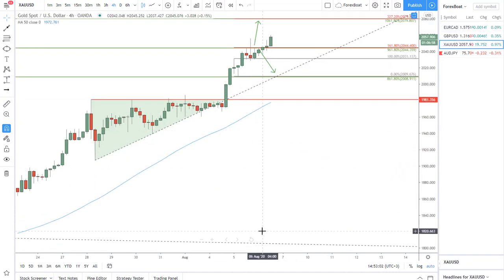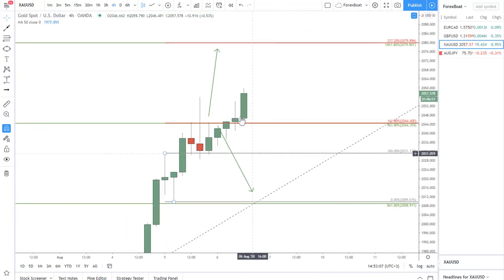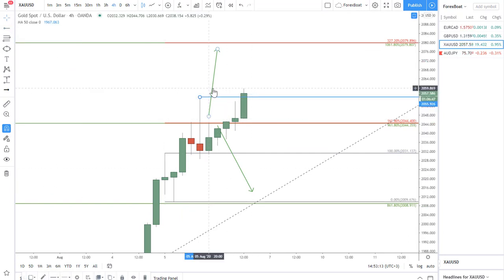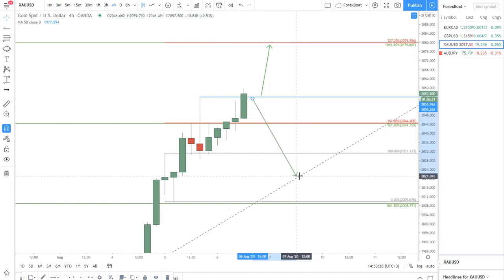Gold. On the gold, a similar picture. It will be important to see what happens on this candle, because now we have a resistance at this stage. If there is a closing price above, then price should be heading towards the $2,080 area. But if there is a closing price below, we should see a correction to the downside, potentially towards the uptrend trend line, and even much lower in the longer period of time.